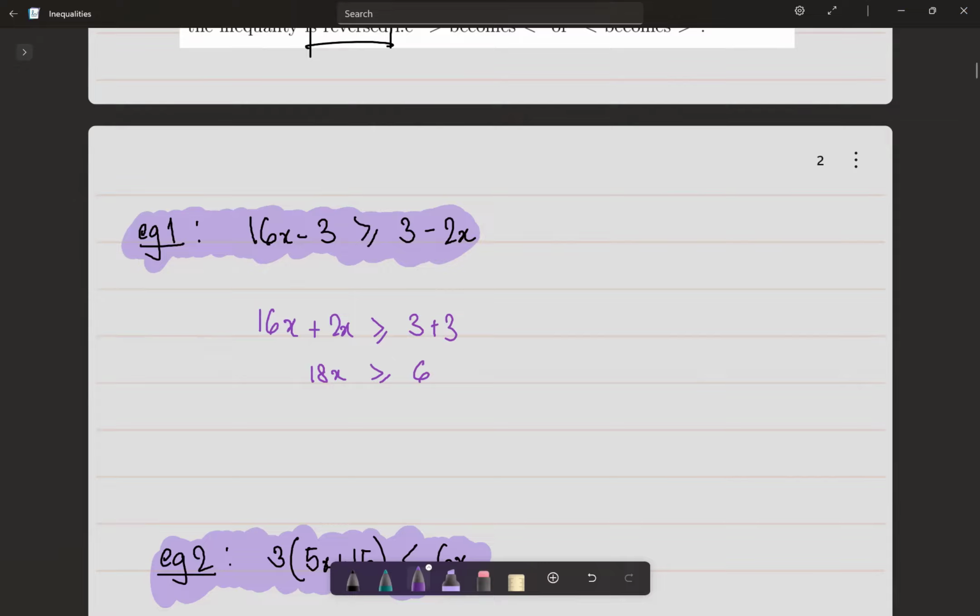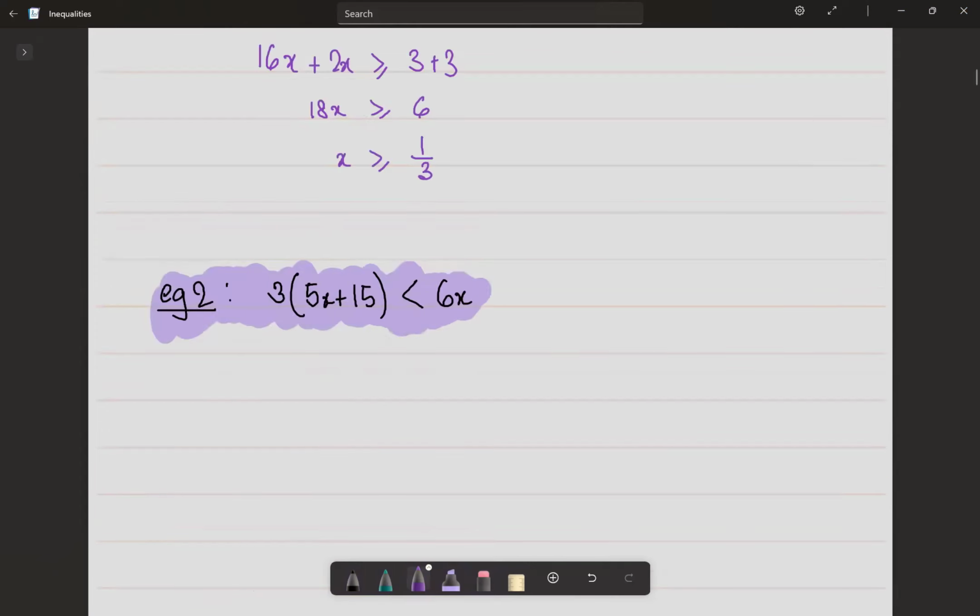So x is greater than or equal to, because we are dividing by 18, that is the obvious rule when we are solving linear inequalities: we solve them like equations. When we are dividing by 18, 18 is not a negative number, it's a positive number, so our sign will not get reversed. So 6 divided by 18 simplifies to 1 by 3 as our answer.